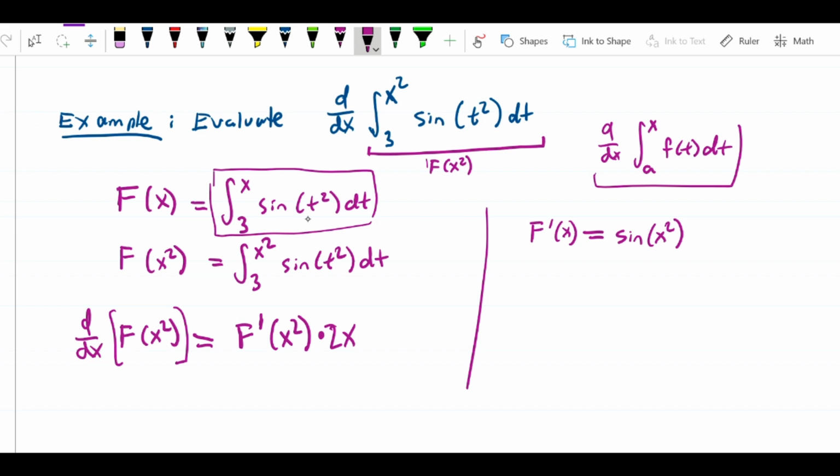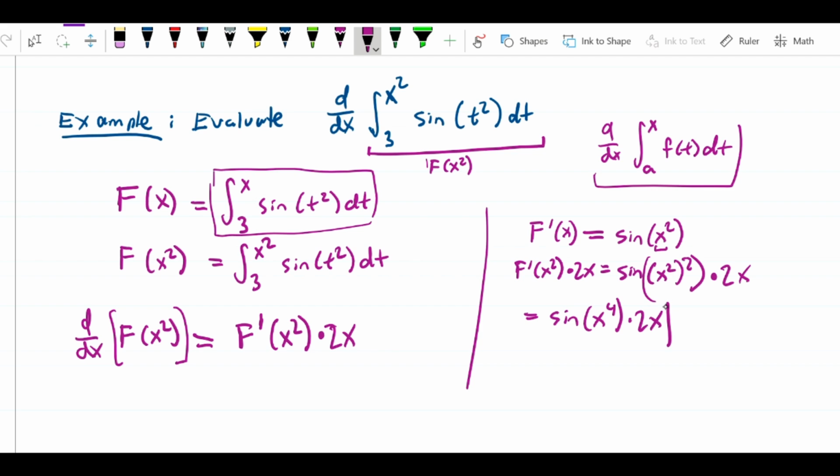So let's see. That means what I need is f prime of x squared times 2x. So f prime of x squared times 2x is going to be equal to sine of x squared squared, because where I see this x, I'm replacing it with x squared. So I have to square it twice, and then there's a 2x on the end. So this is equal to sine x to the fourth times 2x. That's the answer.